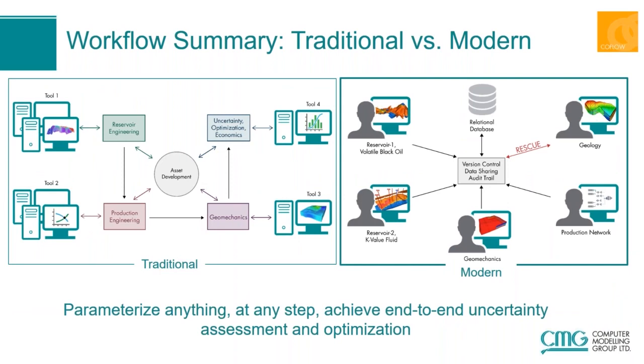In a traditional system, you would be doing reservoir engineering on one tool, production engineering on a second tool, geomechanics on a third tool, and uncertainty optimization would be completely decoupled from the system on a different tool. And there would not be any feedback going from reservoir into production or from production to reservoir. We would be just flowing information one way. There's lack of communication. Now, with the modern solution of Coflow, we have coupled everything together.